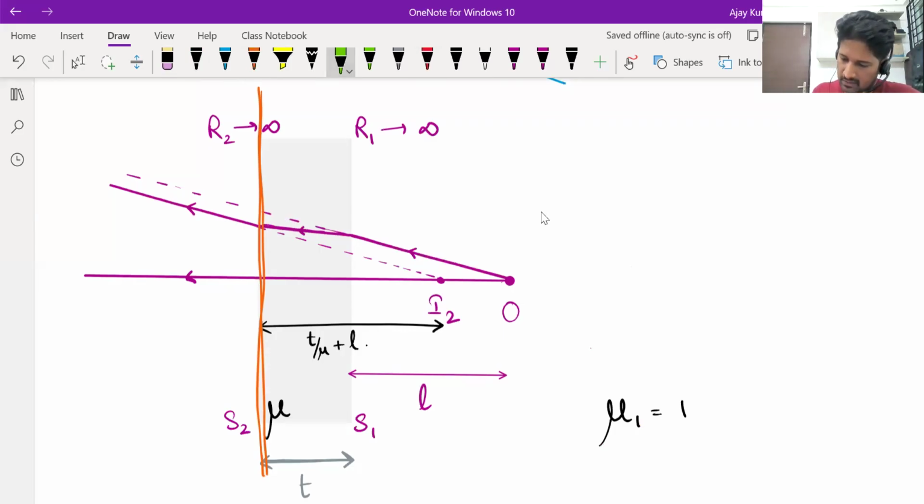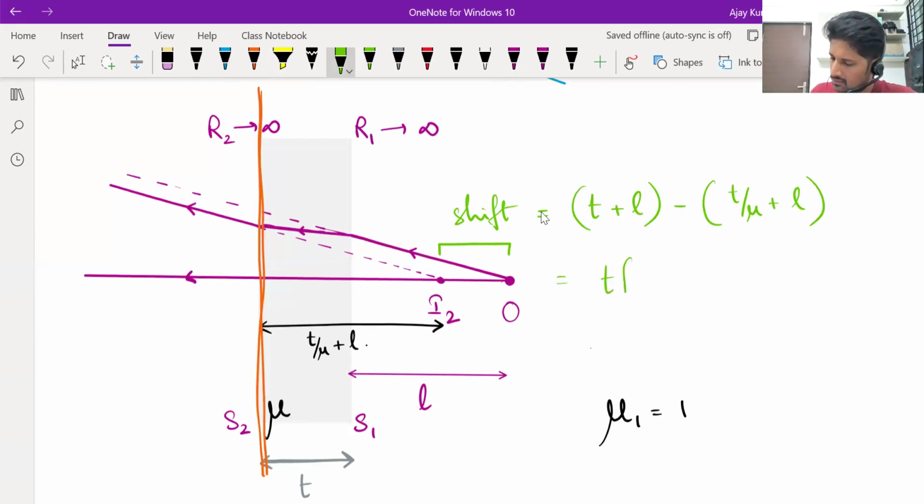And what is the shift now? How much is the shift? This distance is what you call a shift, apparent shift. You can calculate it as original distance from the surface S2 minus the apparent distance from the surface S2, T by mu plus L. L gets cancelled. T into 1 minus 1 by mu is the shift. So how much closer it appears depends on the thickness of the glass slab and the refractive index of the glass slab. But anyway, you're not expected to remember this formula, but the ideas are very important.